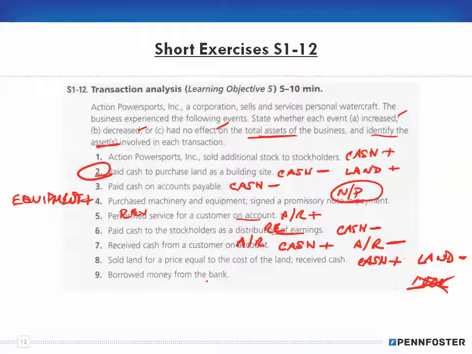Borrowed money from the bank. So if I'm borrowing money from the bank, I'm receiving cash, and I'm increasing my cash. But since I'm borrowing it, that would be like a loan payable, or a note payable. And that's something that I owe because I'm borrowing it, and that's a liability, so I don't have to worry about that, okay?